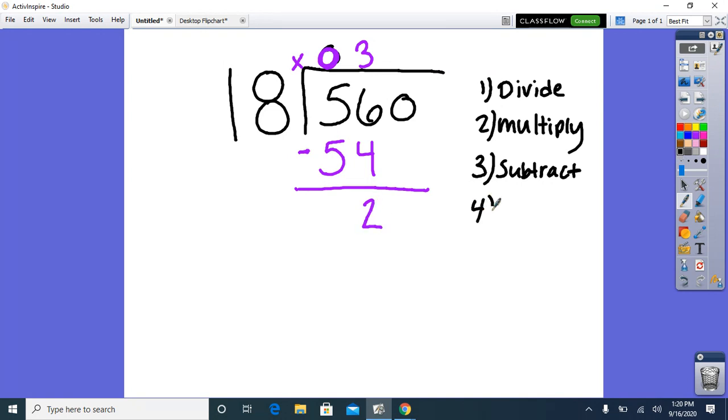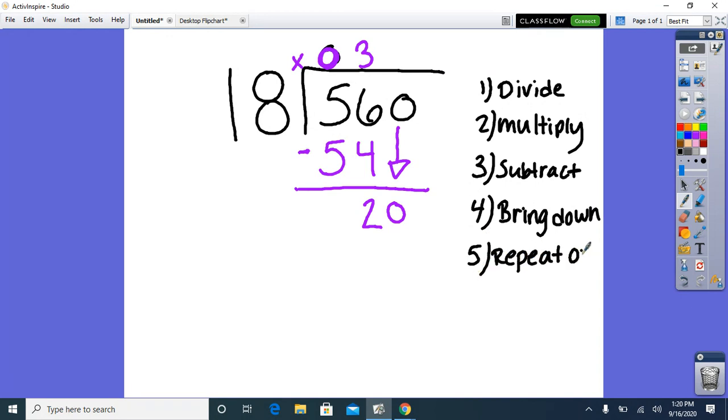My fourth step is to bring down. So I need to bring down this 0. Even though it's a 0, I still need to bring it down. All right, my fifth step is either to repeat or remainder. I know I'm going to have to repeat because I just brought that 0 down. So now I have to go back up here to divide.